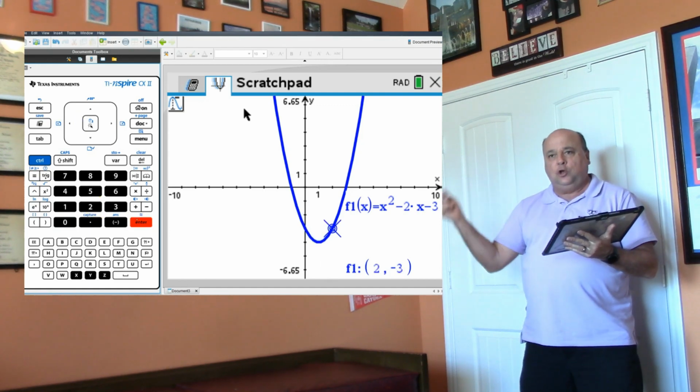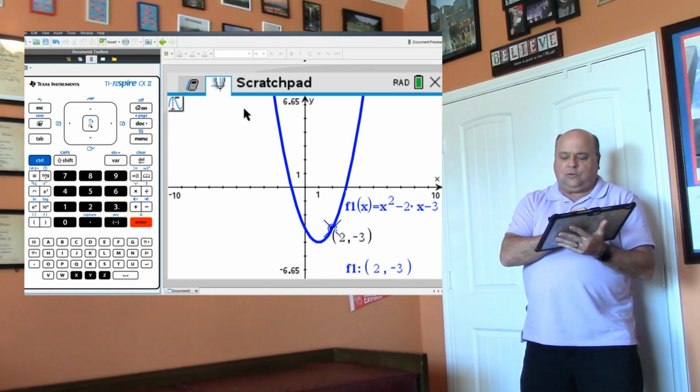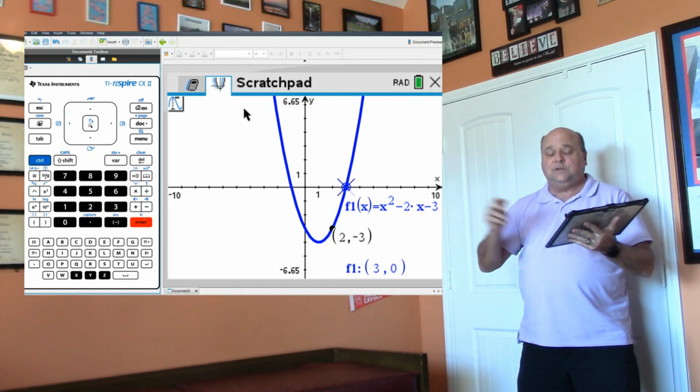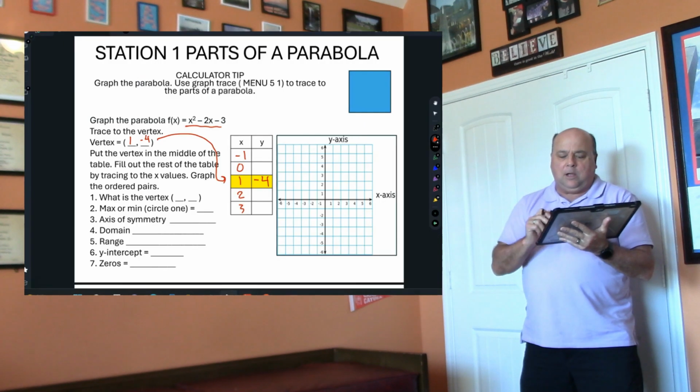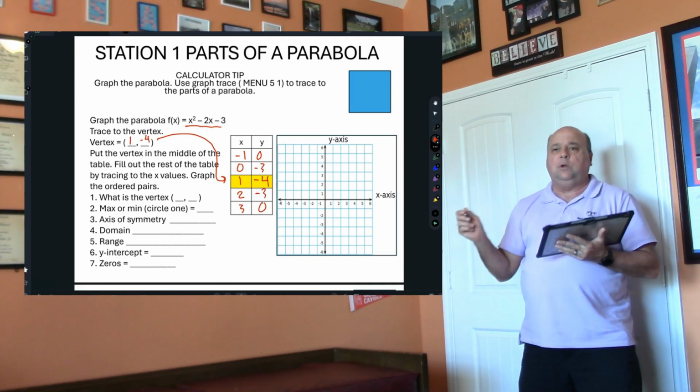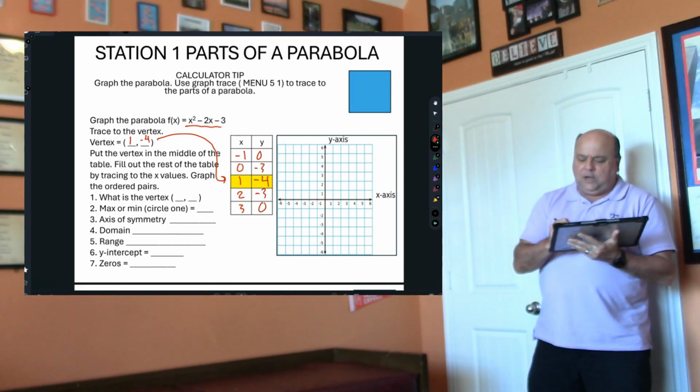2, enter. 2, negative 3, and if I hit 3, enter, it's 3, 0, the other 0. So I'm going to go back to my parabola. The negative 1 was 0, the 0 was negative 3, the 2 was negative 3, and the 3 was a 0, wasn't it? I'm going to go over here and graph this.